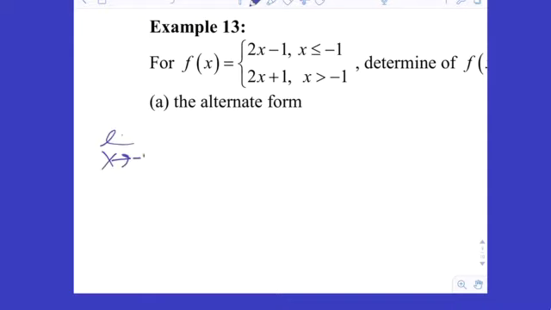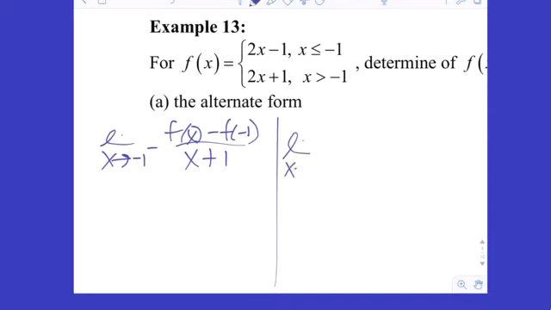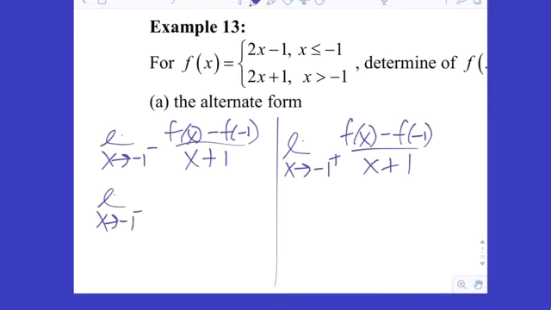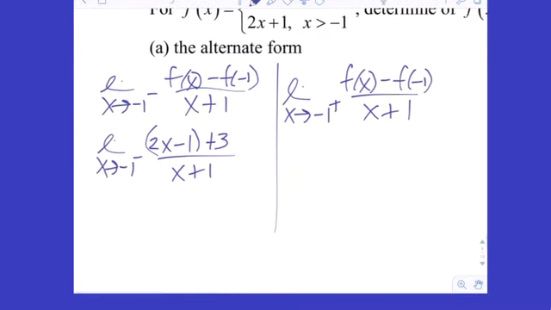The limit as x goes to -1 from the left of f of x minus f of -1 all over x minus -1, which is x plus 1. We'll analyze that, and then we'll do the same thing from the other side, f of x minus f of -1 all over x plus 1. So on the left side, we're going to use f of x from the left, which is the 2x minus 1. And then minus f of -1, when we plugged it in, we got -3, so it becomes plus 3 all over x plus 1.